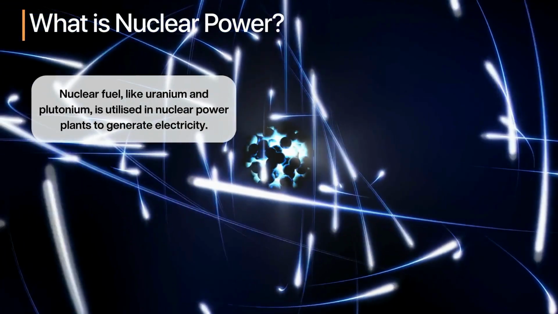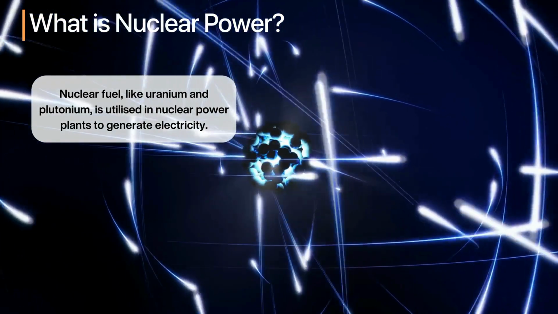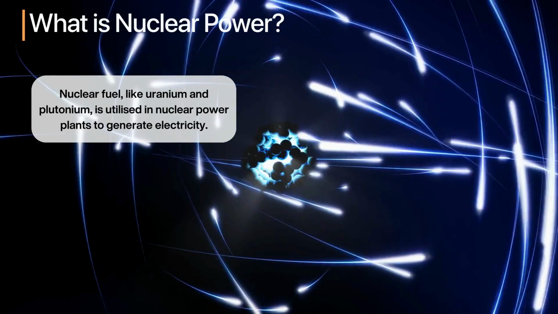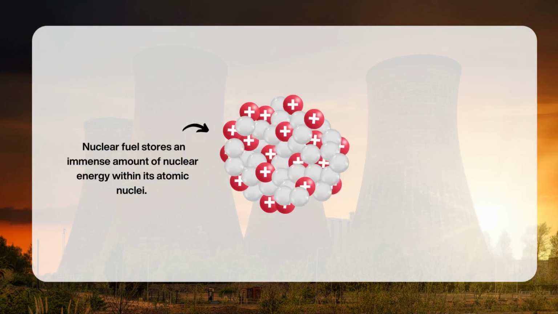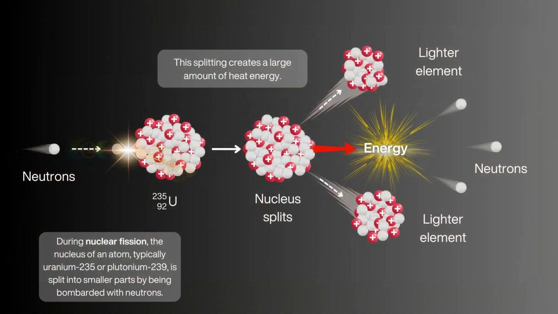Nuclear fuel, like uranium and plutonium, is utilized in nuclear power plants to generate electricity. Nuclear fuel stores an immense amount of nuclear energy within its atomic nuclei. This energy can be released through a process known as nuclear fission. During nuclear fission, the nucleus of an atom, typically uranium-235 or plutonium-239, is split into smaller parts by being bombarded with neutrons. This splitting creates a large amount of heat energy.